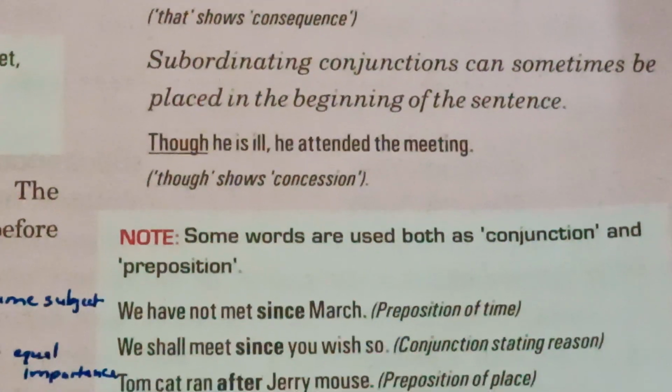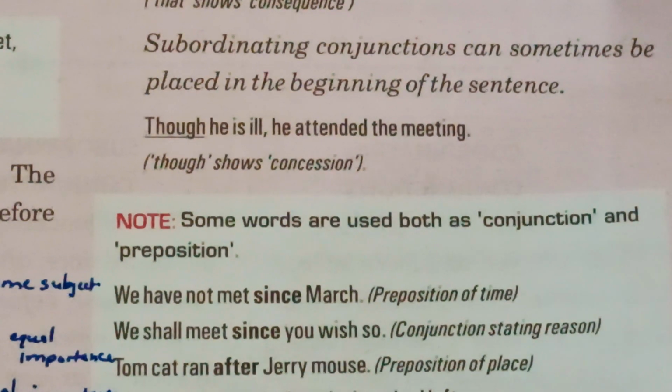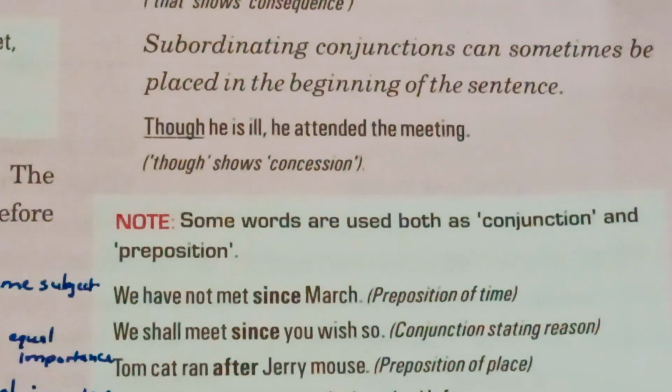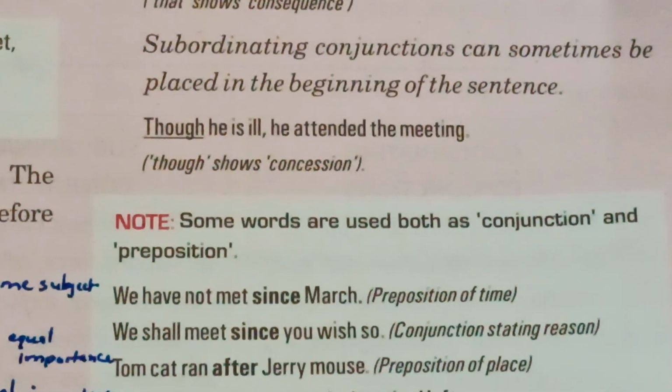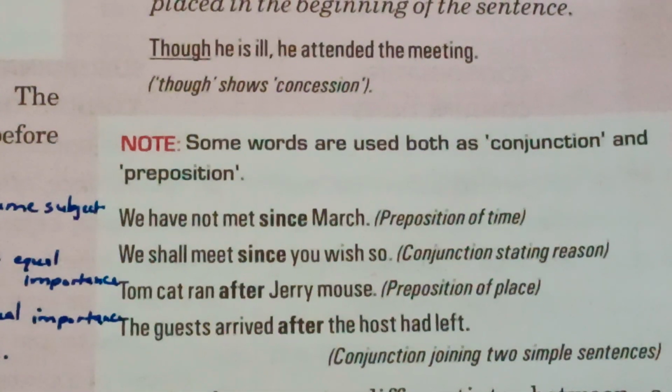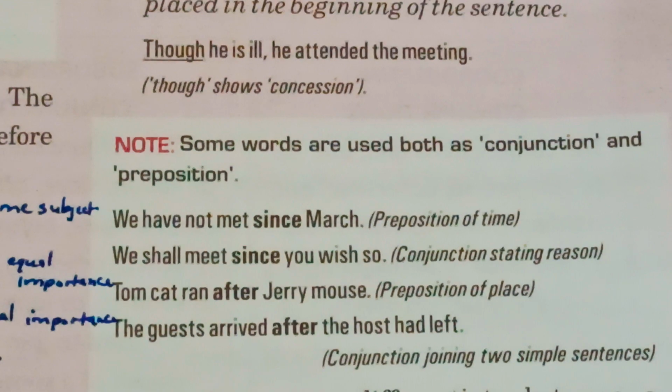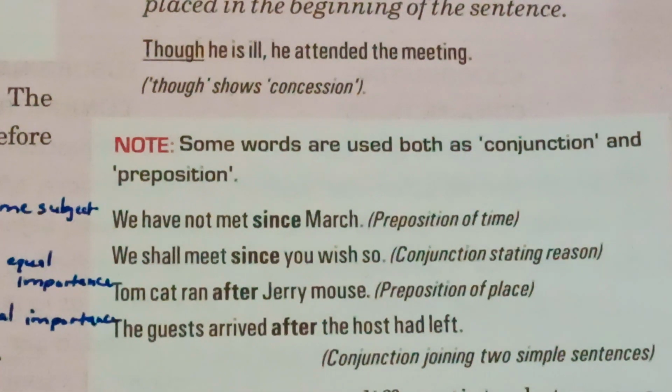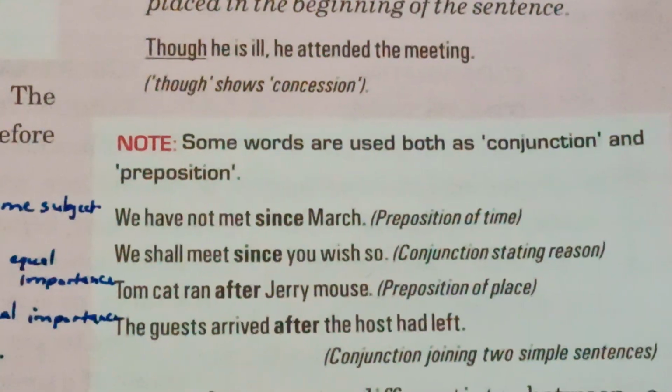Children, some words are used both as conjunction as well as preposition. Like since. We have not met since March. ये preposition of time हो गया. लेकिन we shall meet since you wish so. क्योंकि तुमने चाहा था. यहाँ पर reason है. जहाँ पर reason आ जाता है, that is a conjunction. Time आ जाए तो वो preposition हो जाती है. Tom cat ran after Jerry mouse. This is preposition of place. Now, the guest arrived after the host had left. दो actions हो गए. Guest आए, host चले गए. ठीक है. So it is joining two simple sentences.